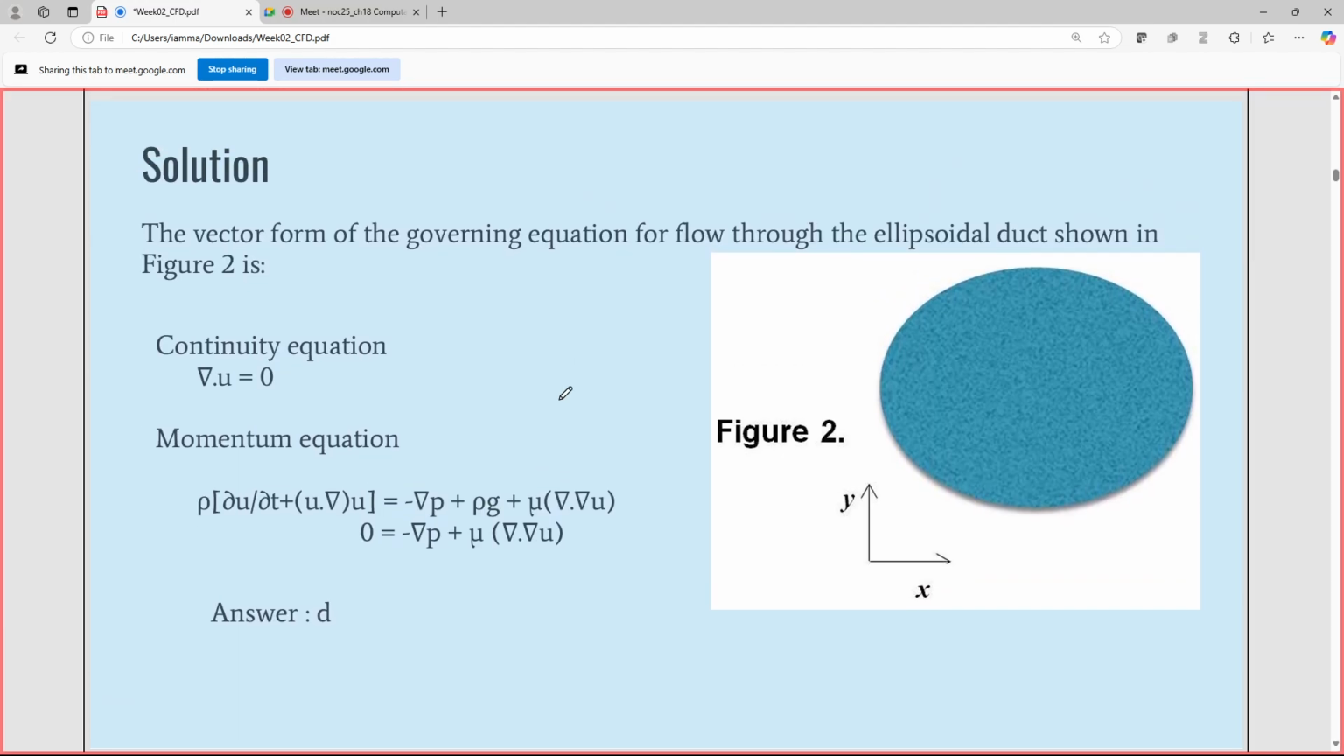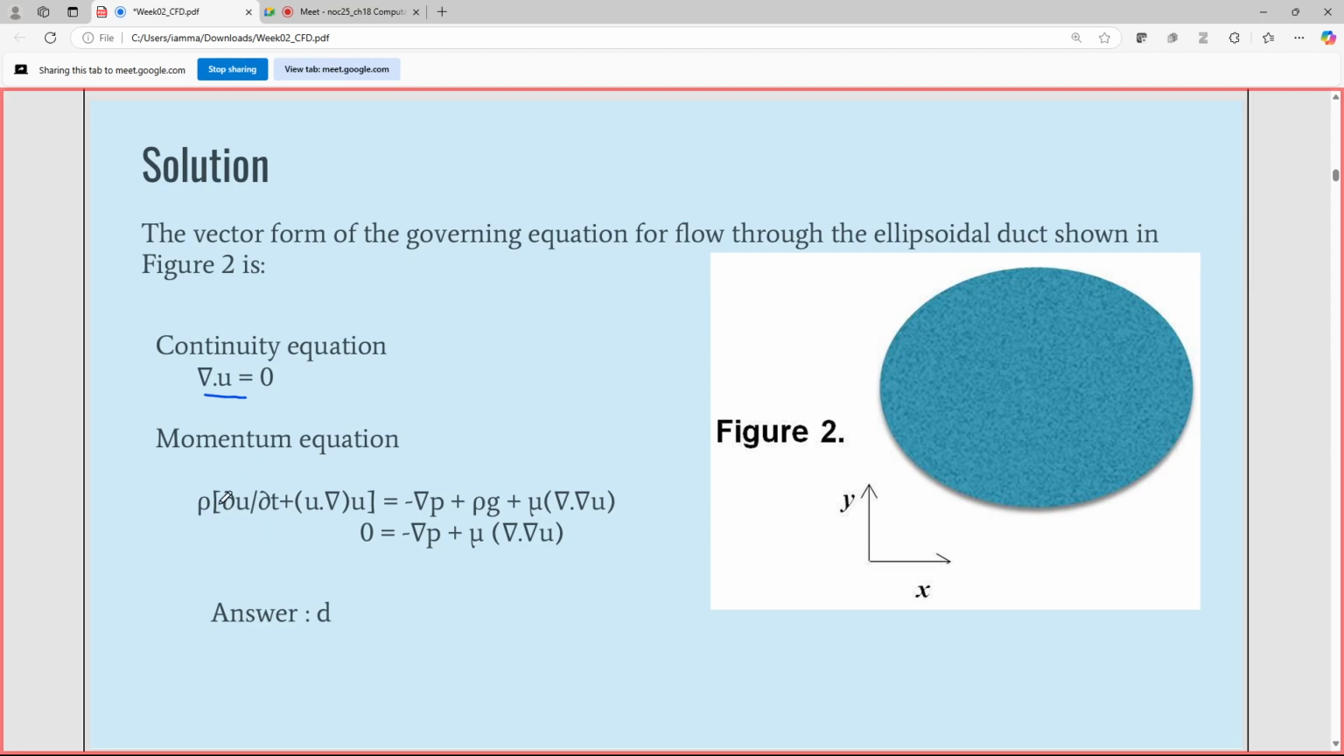The solution is answer D. By simply looking, you can figure it out because all the other options had dp by dx; only the fourth one had del p. So this is how it is. In continuation, in vector form it will be del dot u is equal to 0.